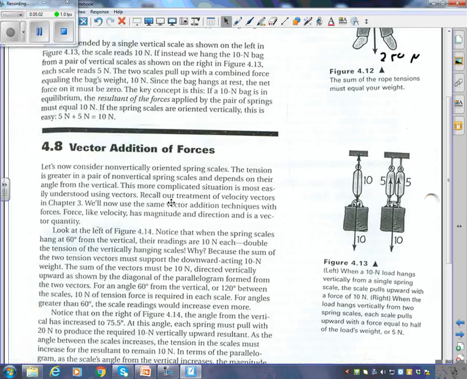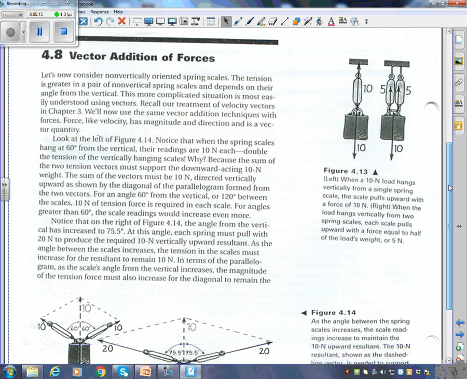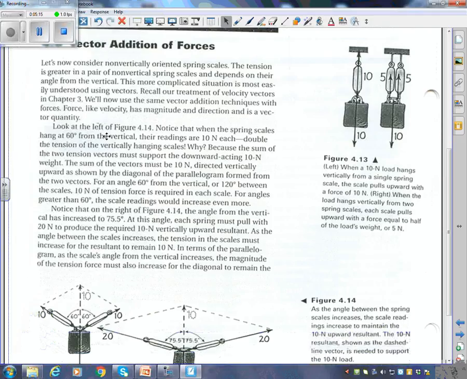Recall our treatment of velocity vectors in Chapter 3. We'll now use the same vector addition techniques with forces. Force, like velocity, has magnitude and direction and is a vector quantity. Look at the left of figure 414. Notice that when the spring scales hang at 60 degrees from the vertical, their readings are 10 newtons each. Double the tension of the vertically hanging scales.